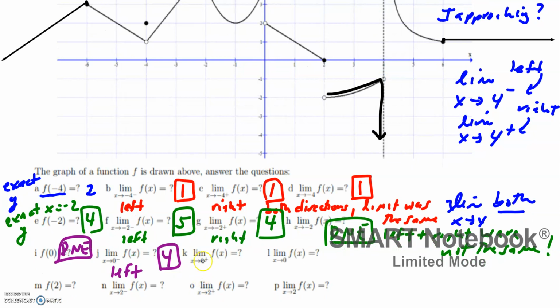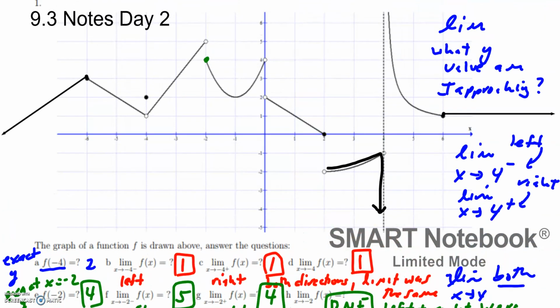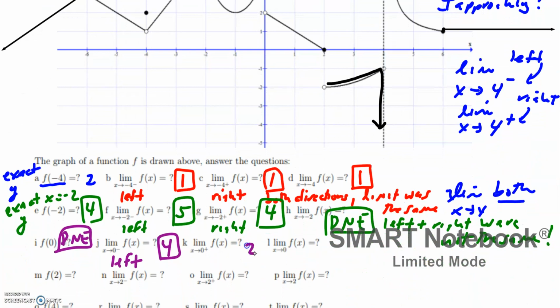Now, part K says, what if we look from the right? So if I look back at my graph, the graph goes up, comes back down, then we're approaching 0, and this time we are approaching the y value of 2 from the right. So my limit is 2, which means my answer for L, the limit at 0 exactly: is the limit the same from the left side and the right side? If it is, like the first row, the answer is the same. If the limits are not the same, like the second row, the answer does not exist. And here, the limit does not exist because it is not the same from the left and the right.